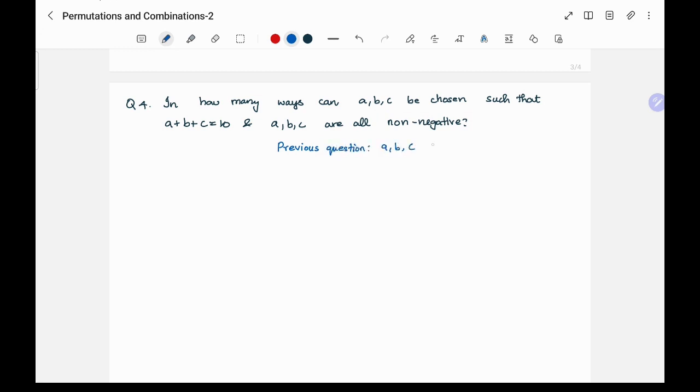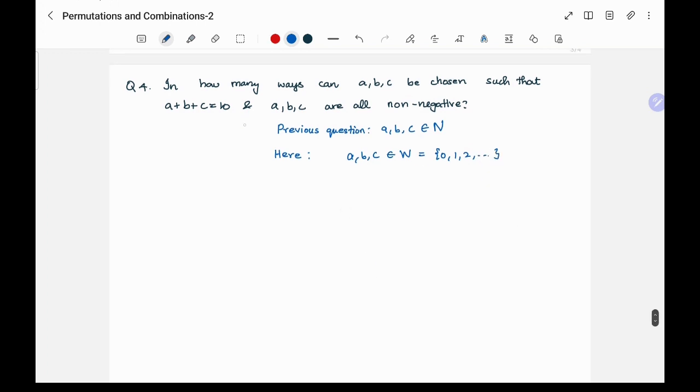A, B, C belong to natural numbers. Here, what do we have? A, B, C belong to whole numbers, right? So this is nothing but all natural numbers including 0. So now 0 is also included. So how do we modify this?